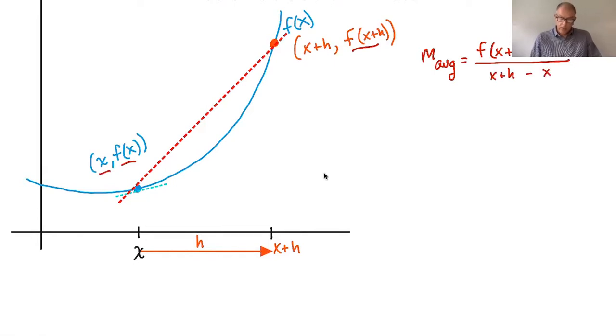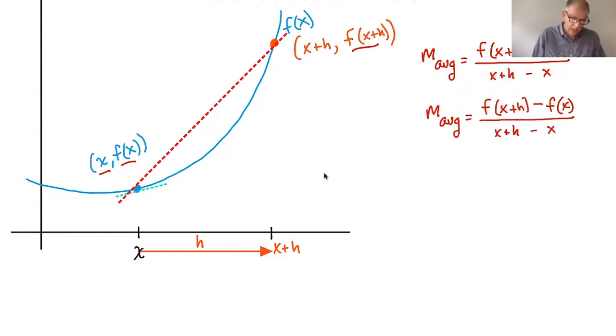And you look at that and you go, okay, well, we can clean that up just a little bit. Look at the denominator, because it's x plus h minus x. So that whole thing is just going to simplify, at least in the denominator, to simply h, because you have a positive x and a negative x, and of course they cancel each other out. Now look at that denominator.